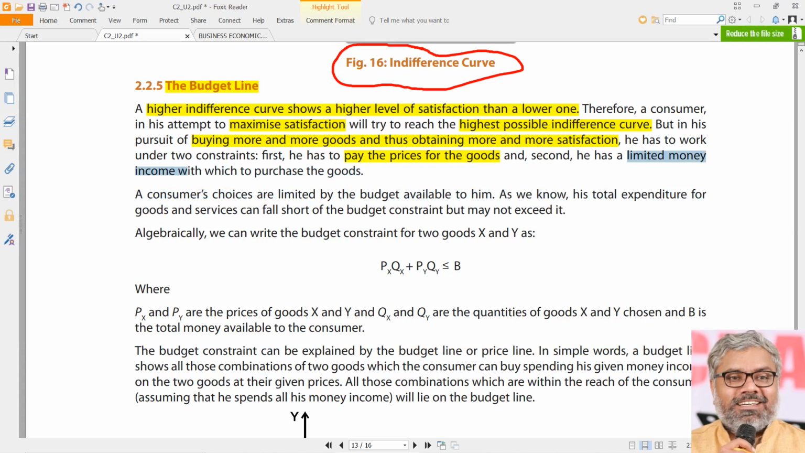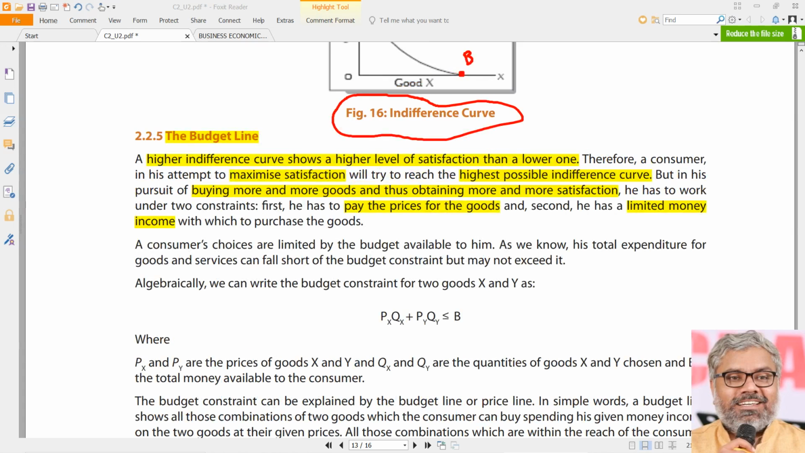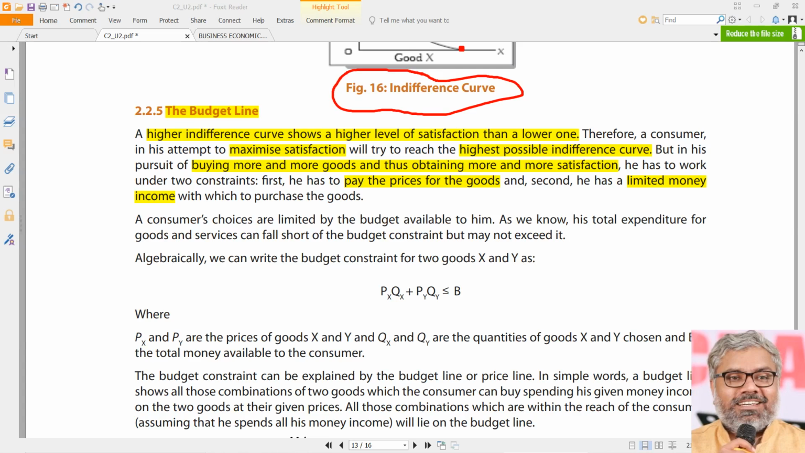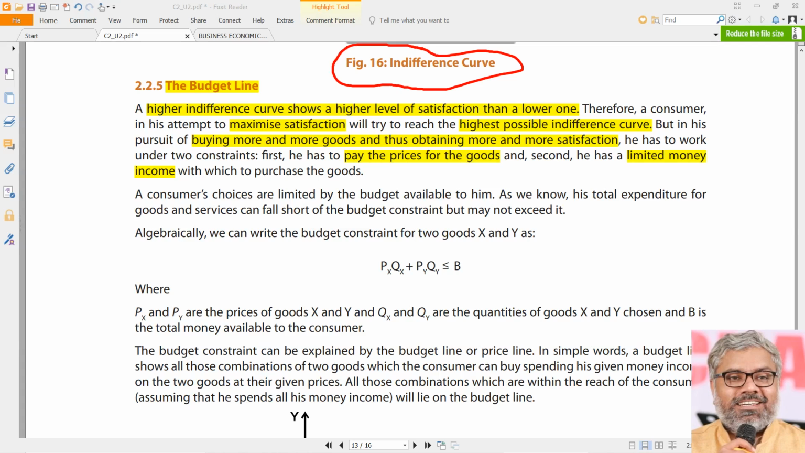Second point is, we have a limited money income with which we can purchase these goods. So, with the budget limitations or the money income limitations, a consumer may not be in a position to reach the highest possible indifference curve, but he will reach some indifference curve, whatever is his awqat. According to his affordability, he will reach somewhere. So this budget line is basically telling everybody what their position is, what their income level is, within which they can purchase and consume commodities. That's what the budget line tells.